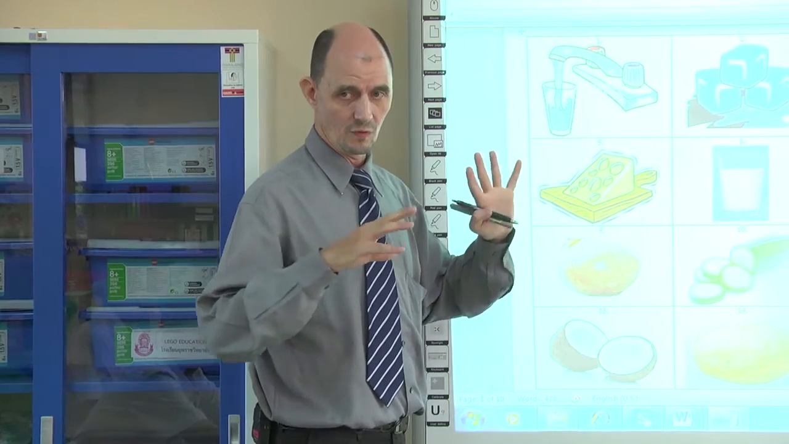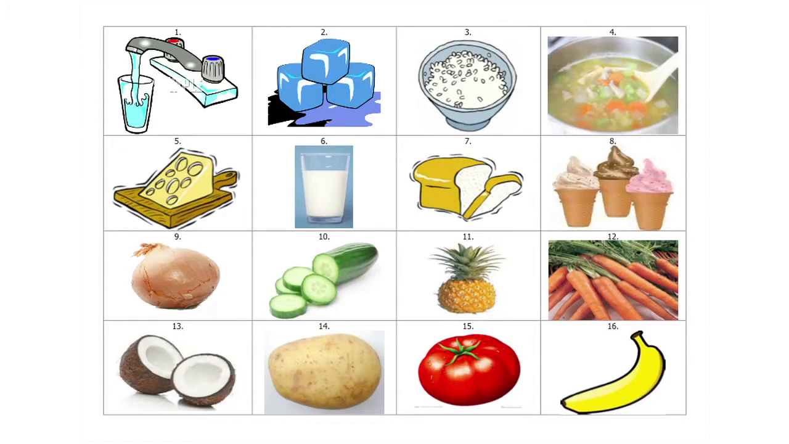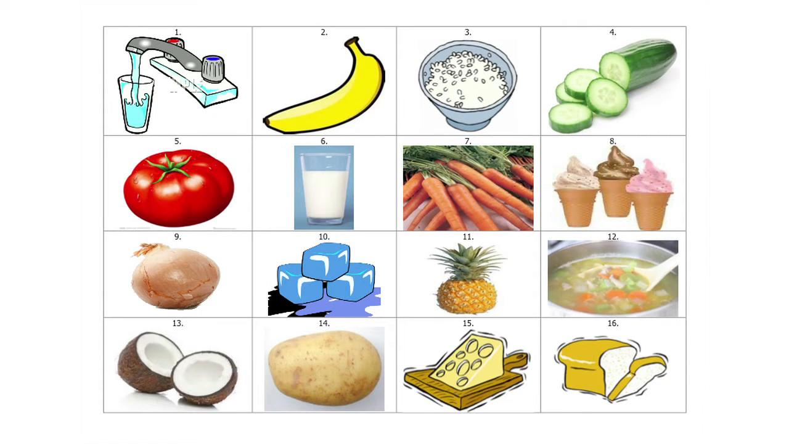So, first of all, what are they? What is the noun? What is number 1? Water. Water you cannot count. Okay? Number 2? Ice. Number 3? Rice. Number 4? Soup. Number 5? Cheese. Good. Number 6? Milk. Number 7? Bread. Number 8? Ice cream. Very good.